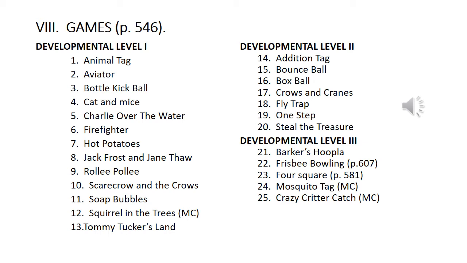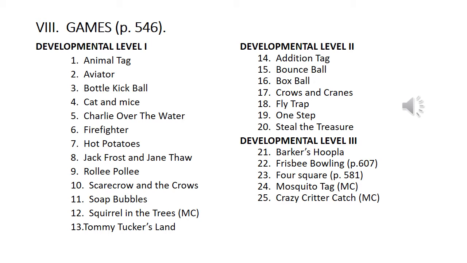Crows and Cranes is on page 565, and it definitely has a formation picture that you need to include. Number 18 has Fly Trap. There is a formation picture. Turn the page one step.